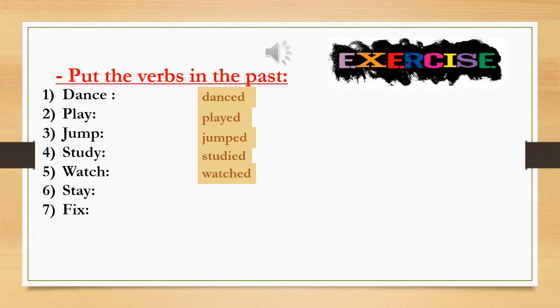6, stay. What is the last letter? Y. Before the Y, you have what? A. A is a vowel, so I will not skip the Y. I will just put ED. What's the last one, number 7? Fix. I will just put ED. So it will be fixed.